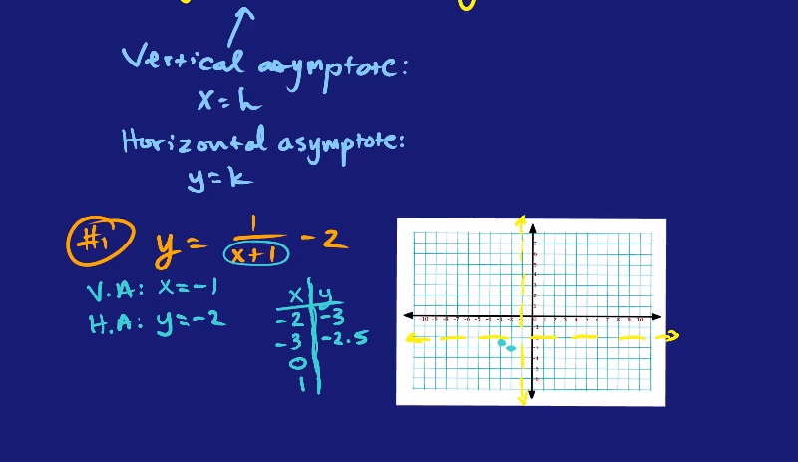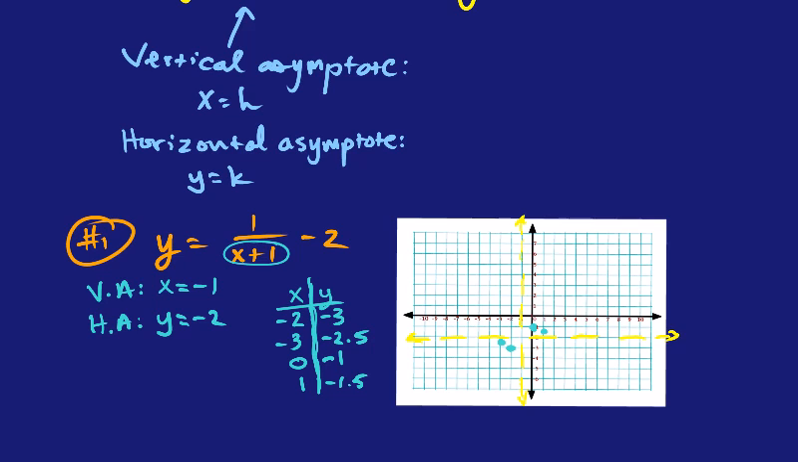Now plug in 0. 0 plus 1 is 1, 1 divided by 1 is 1, and 1 minus 2 is -1. So now I have a point at (0, -1). Then I plug in 1. 1 plus 1 is 2, so 1 divided by 2 is 1/2. 1/2 minus 2 is -1.5. And so then I have a point at (1, -1.5).